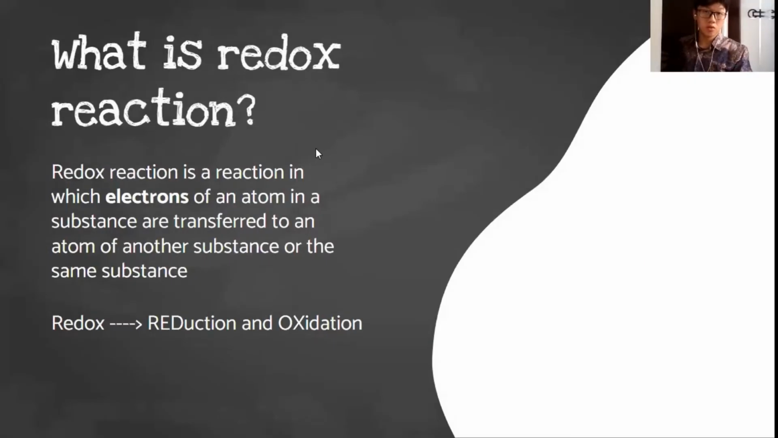So first, what is a redox reaction? Now, a redox reaction is a reaction in which electrons of an atom in a substance are transferred to an atom of another substance or the same substance. The word redox comes from two terms, which are reduction and oxidation.